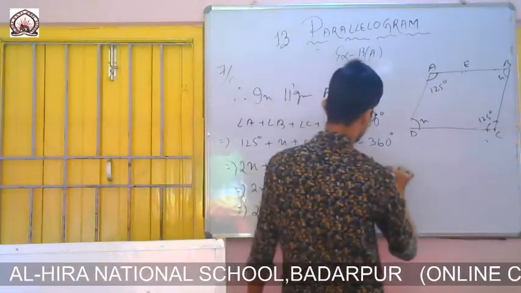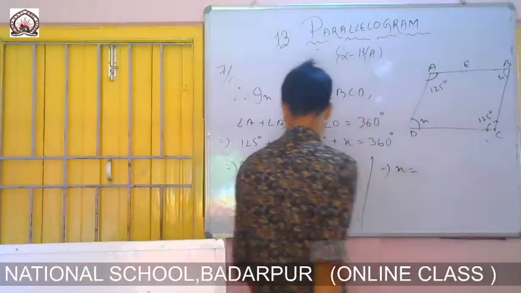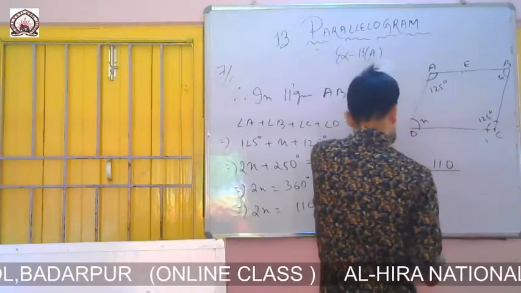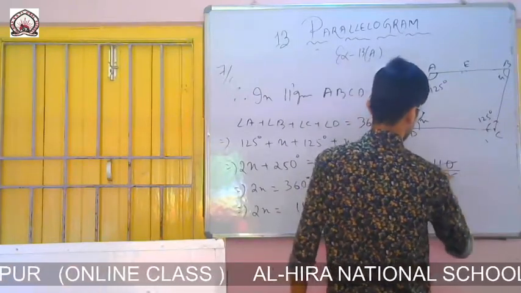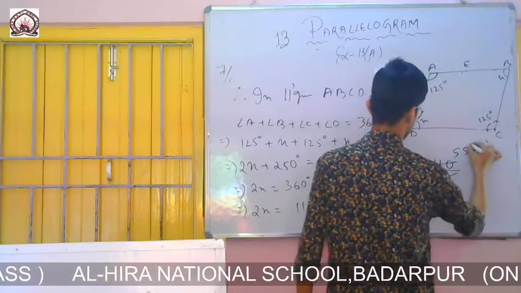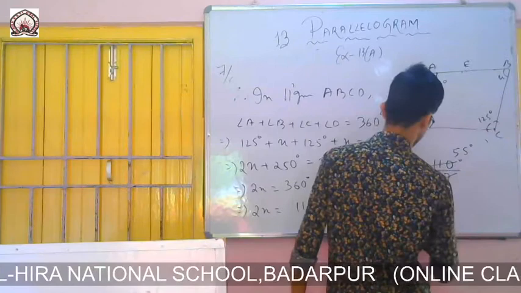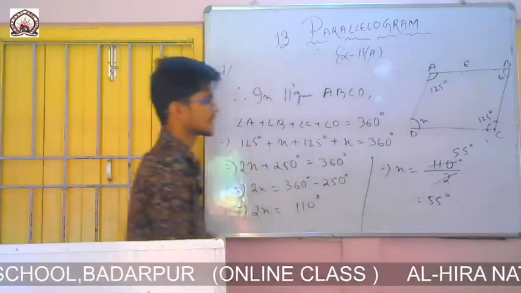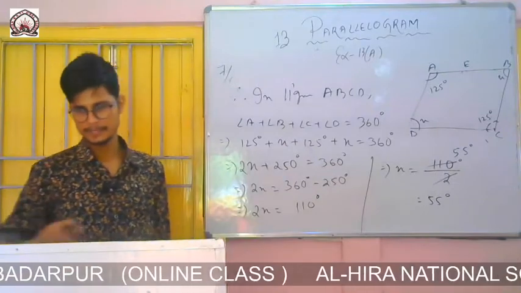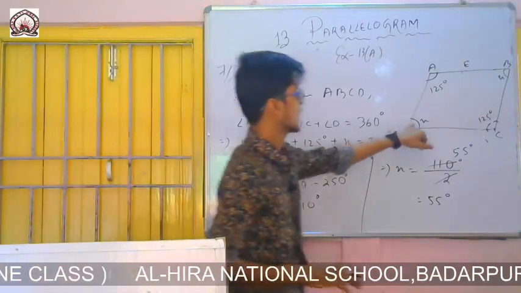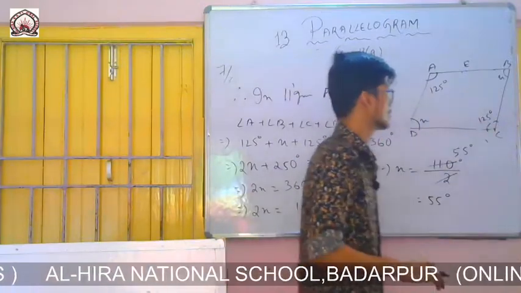Then x equals 110 by 2. 2 times 5 is 10, so 55. That means the value of x is 55 degrees. So we got the value of x, we got the value of y also, only z is left.